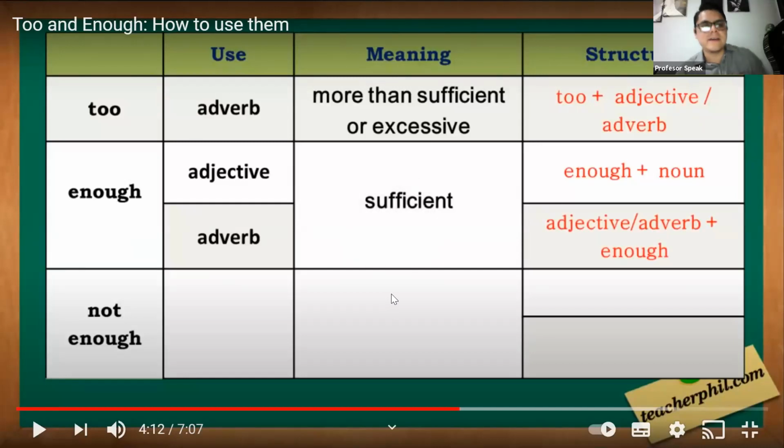Okay, Carlos Avelar, continue with enough, please. Okay, enough. The use is as an adjective or an adverb. The meaning is sufficient, and the structure is enough plus a noun, and adjective or adverb plus enough. Okay.